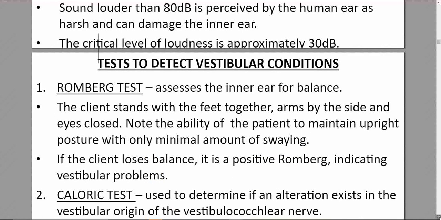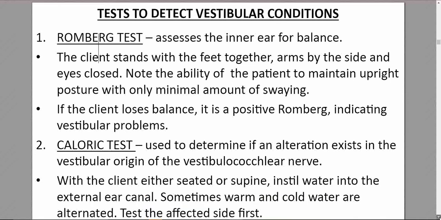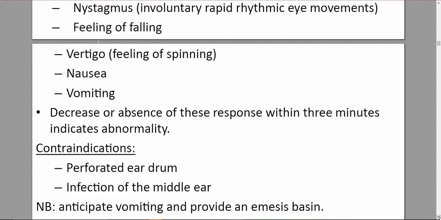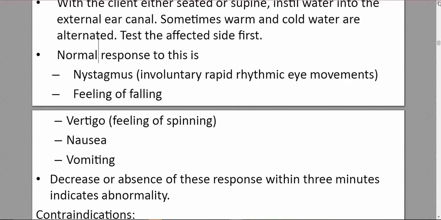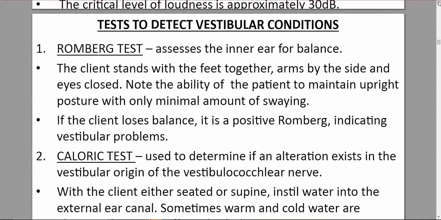Tests to detect vestibular conditions include the Romberg test, caloric test, and so on. Let me check how far we are supposed to go. Okay, so we'll do that test, then we'll leave hearing loss. Next time we'll have our ENT on hearing loss. So tests to detect the vestibular condition. Number 1 is the Romberg test. It is done to assess the inner ear for balance, and the client stands with the feet together, arms by the side and eyes closed. Note the ability of the patient to maintain upright posture with only a minimal amount of swaying. If the client loses balance, it is a positive Romberg, indicating vestibular problems.